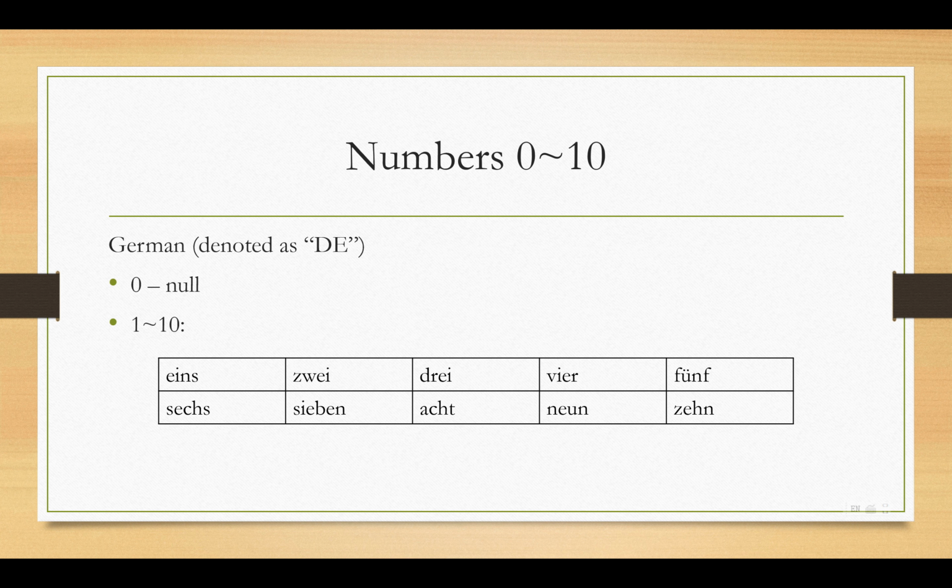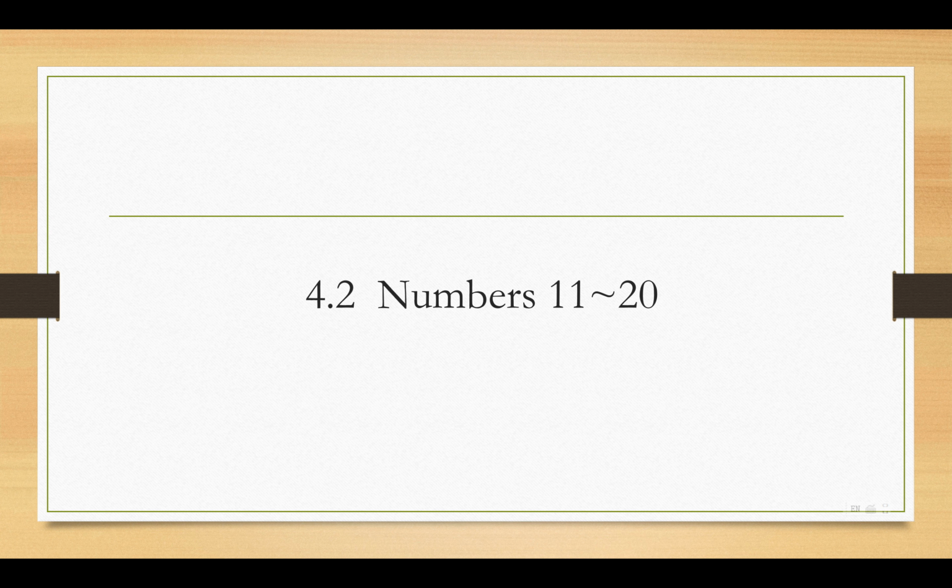Next, let's count from 0 to 10 from German people's perspective. Please repeat after me. 0, 1, 2, 3, 4, 5, 6, 7, 8, 9, 10. Next, we move on to numbers 11 to 20.